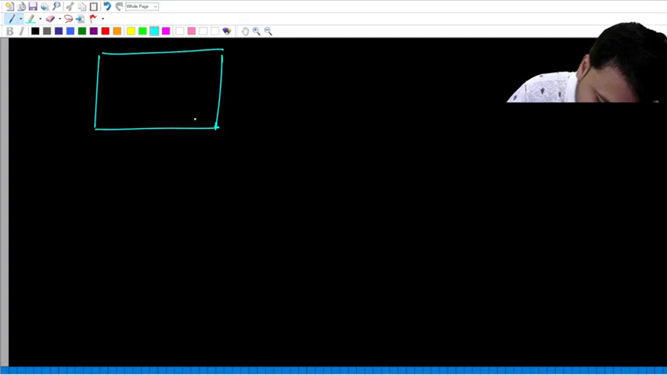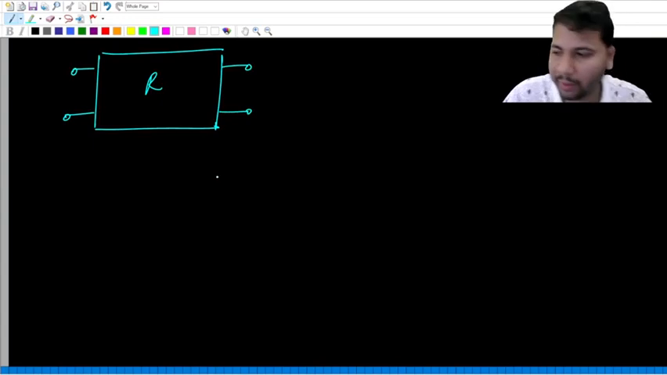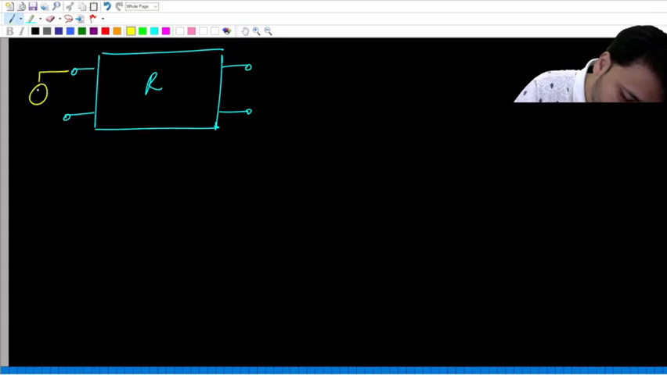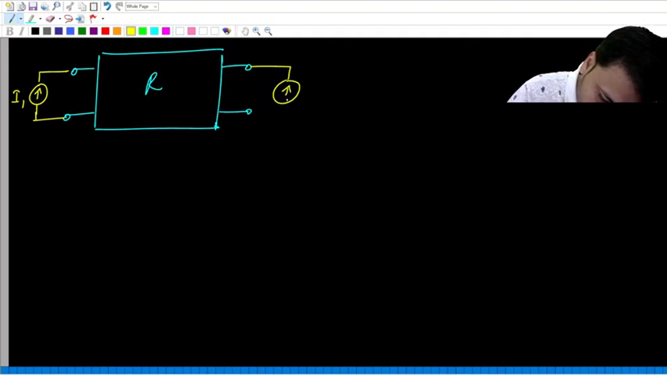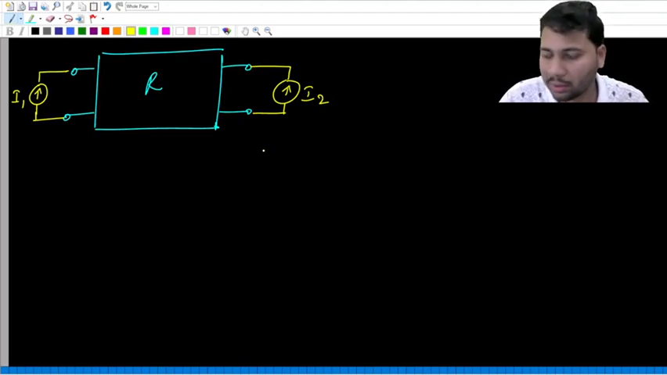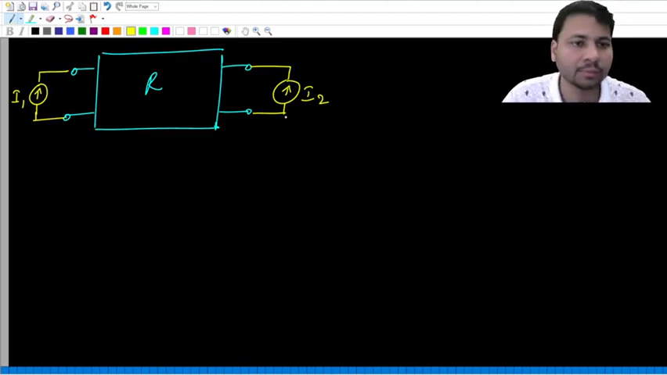Once again, to start with, we have the resistive 2-port network. This time, as I said, we are going to connect current sources at both the ports. So at port 1, I connect a current source. I'll call the current source I1. And at port 2, I connect another current source, and this current source I'll call I2.